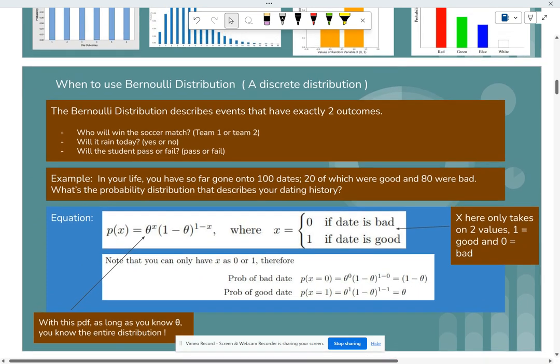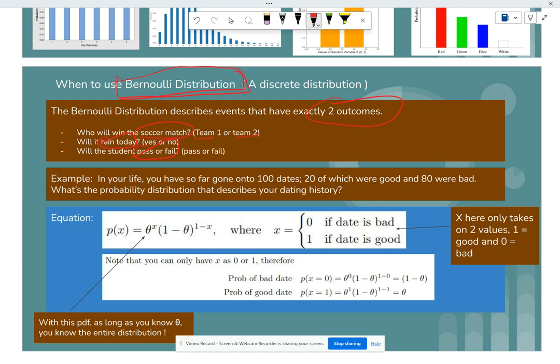Okay, so Bernoulli distribution. This is probably the easiest one. This is a discrete distribution where there are only two outcomes. Like who's going to win the soccer match, team 1 or 2, right? There are only two possible outcomes. Is it going to rain today, yes or no? Will the student pass or fail? All of these are just two possible outcomes, and that's called the Bernoulli distribution.